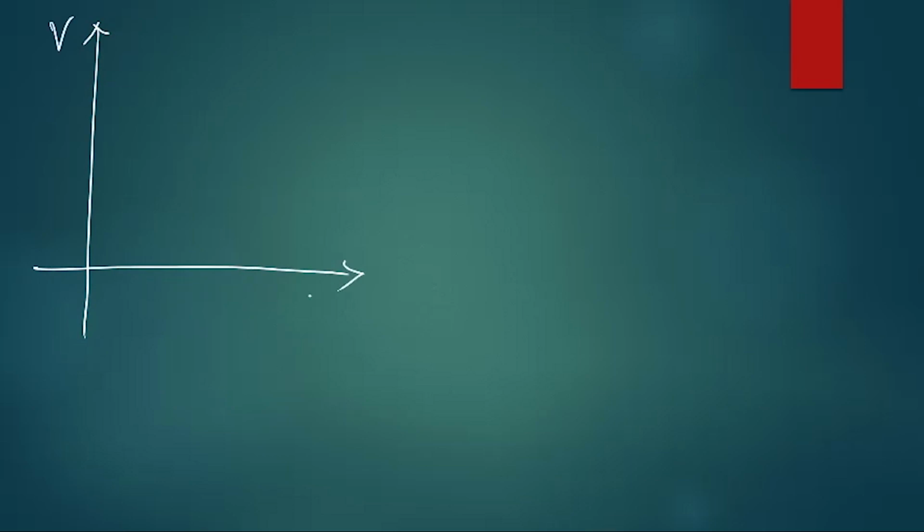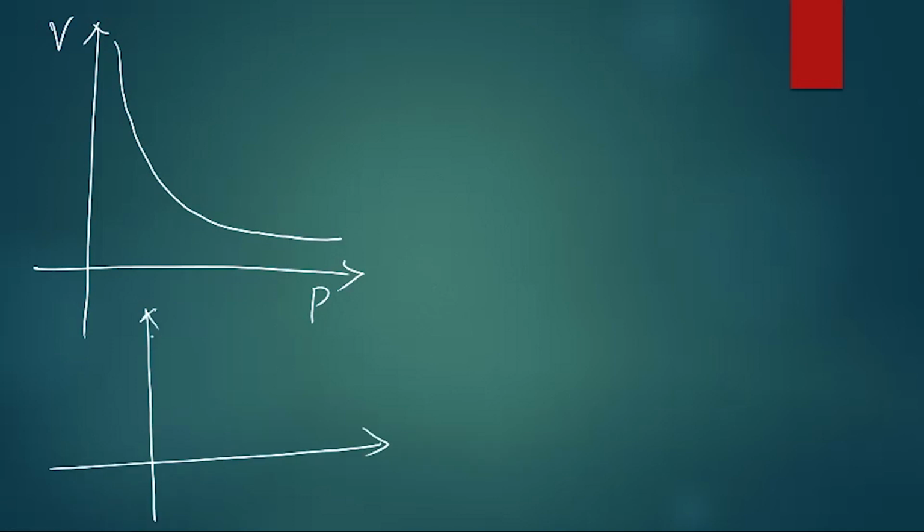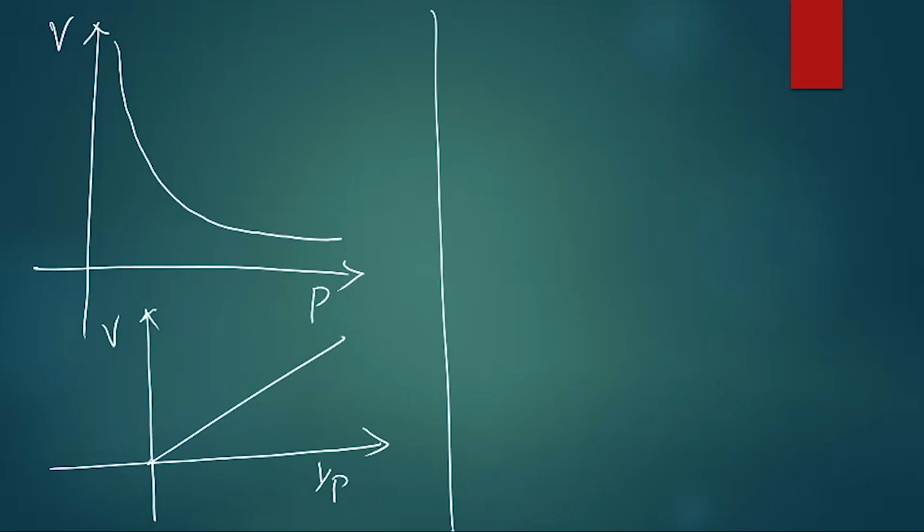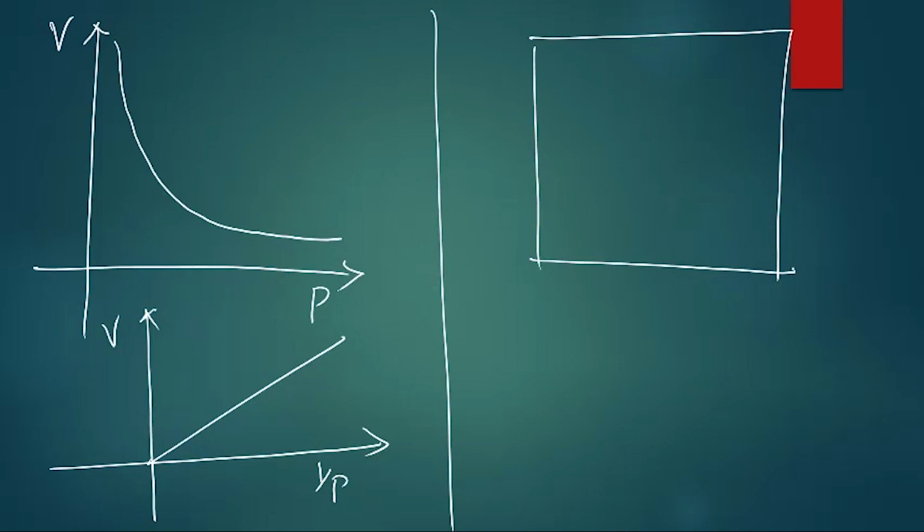The diagrammatic representation of Boyle's law is stated below. You can draw the graph like this. This is the volume and this is the pressure. Now, because it's inverse, you have something like this, or you can have it this way, the volume to the inverse of the pressure, then you have it like this. And if you want to represent Boyle's law, you can represent it this way using this diagram.